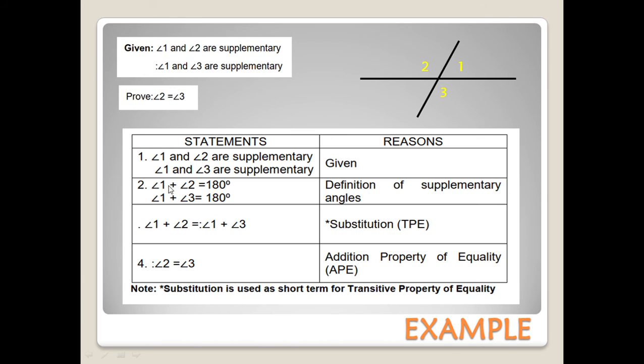So, si angle 1 plus angle 2 equals 180. Kung si angle 1 tsaka si angle 3, pag pinag-add, 180 pa din. Pwede nating ipalit yung angle 1 plus angle 3 dito, since pareho naman silang 180. So, ang tawag doon ay substitution or yung tinatawag natin transitive property of equality. So, hindi ko na masyadong di-discuss yun kasi hindi naman yun yung talagang lesson natin. Okay, so, kailangan lang logically connected yung ating statements bago tayo mag-conclude. Yung pinaka-last mo dito sa statement, dapat yun yung nasa kailangan nating patunayan. Okay?